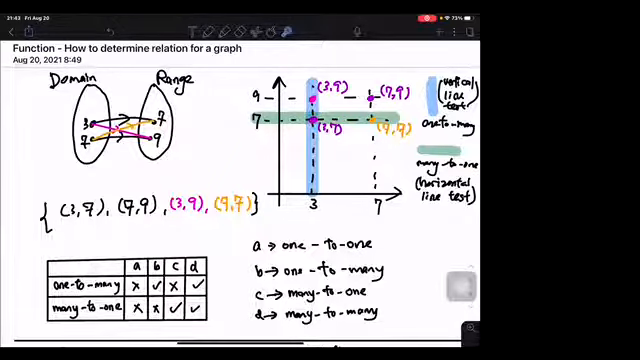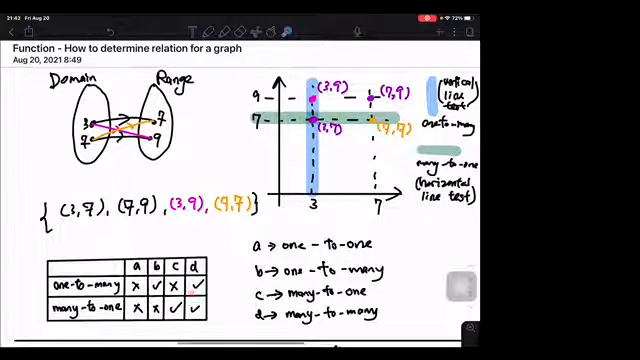So if one-to-one is called A, one-to-many is B, many-to-one is C, and many-to-many is D. Then if both tests fail, you will have a one-to-one relation. If one-to-many succeeds, it means you can find at least one line that touches 2 or more points, whereas many-to-one fails, means you will have the relation as one-to-many. For many-to-one, one-to-many must fail and many-to-one succeeds.